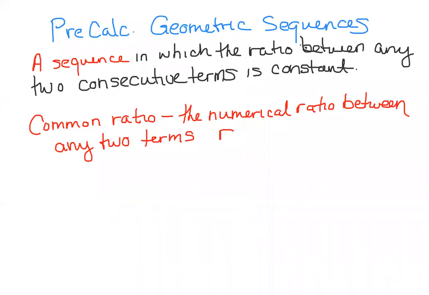Okay, pre-calc, today we're going to talk about geometric sequences. Yesterday we talked about arithmetic sequences, so let's see what the difference is. A geometric sequence is a sequence in which the ratio between any two consecutive terms is constant. Remember, in arithmetic it was the difference. Now it's a ratio. The common ratio is that numerical ratio, and we're going to call it R, just like in arithmetic it was called a common difference.